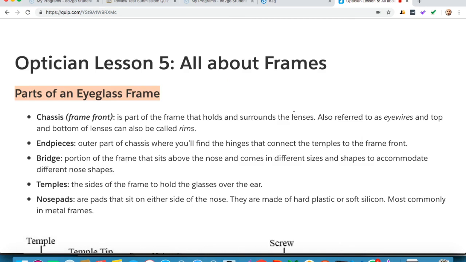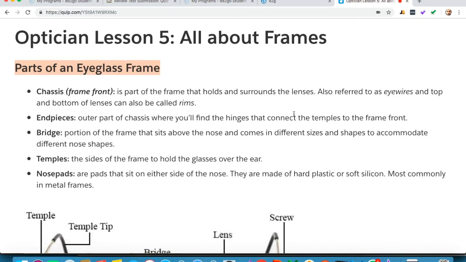So in this lesson, we covered all about eyeglass frames.